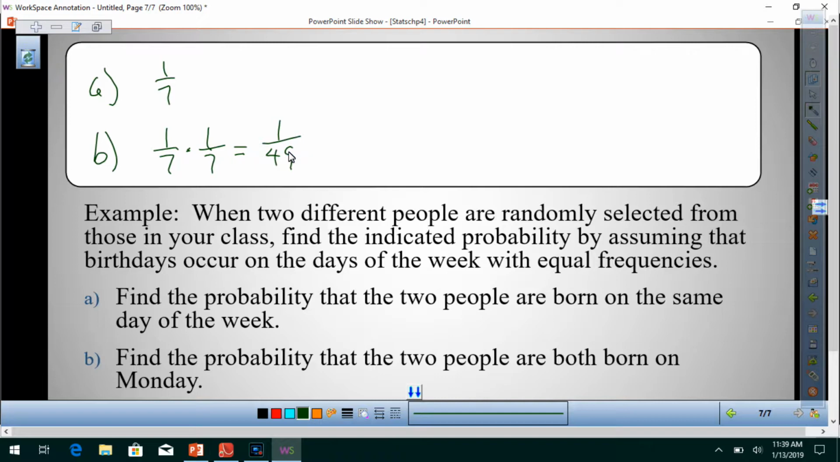Okay, you have to pay attention to the wording, because it says here, find the probability that two people are born on the same day of the week. Well, for the first person, does it matter what day? It doesn't. So that is a probability of 1 over 1 times 1 over 7, which gives you 1 over 7. Okay? Because, well, you might say it's 7 over 7, right? Anyway.